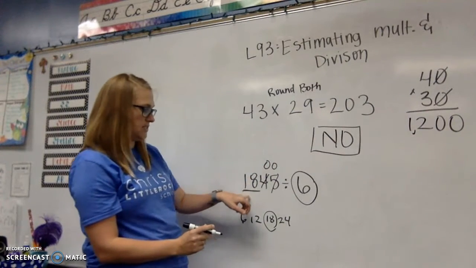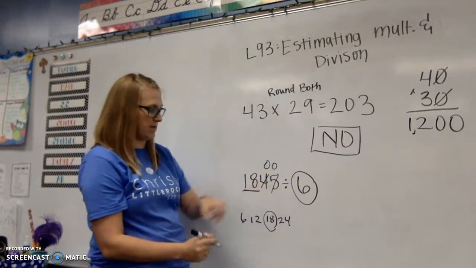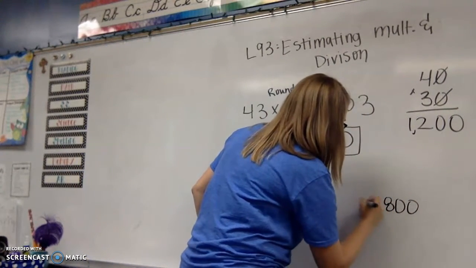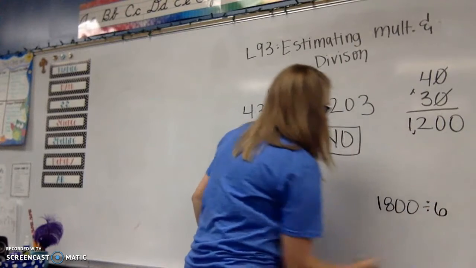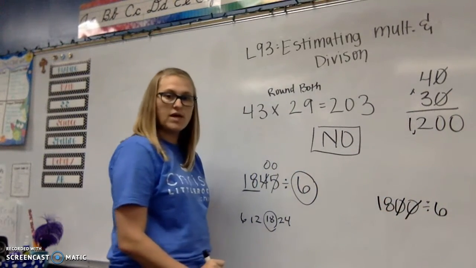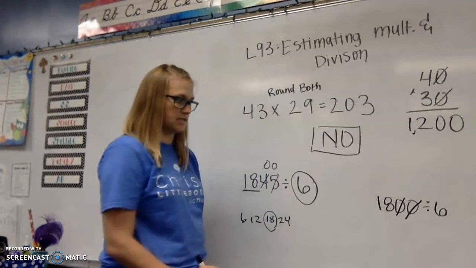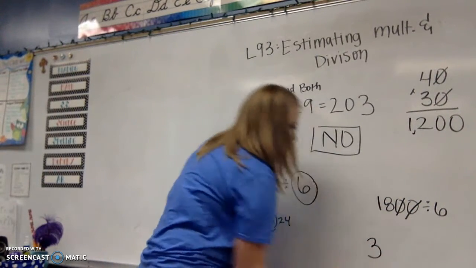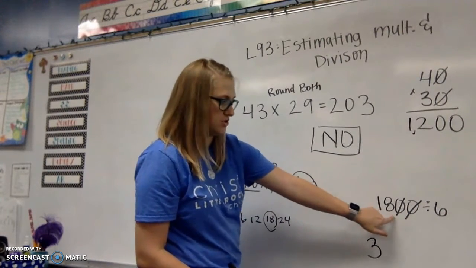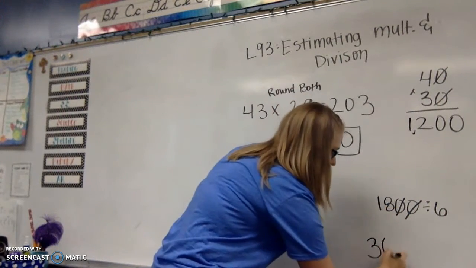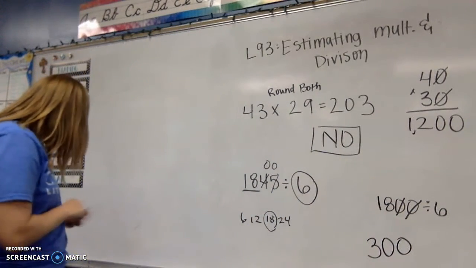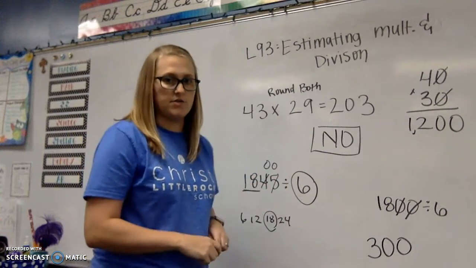So instead of 1,845 divided by 6, we're going to have 1,800 divided by 6. Okay, so if we take our 2 zeros off, we have 18 divided by 6. So we know that's going to be 3. Now 18 divided by 6 is 3. If we took our 2 zeros off, we can put our 2 zeros back on, and we would get 300 if we were estimating this division problem.